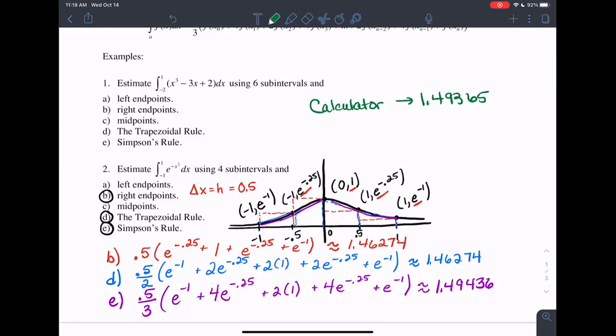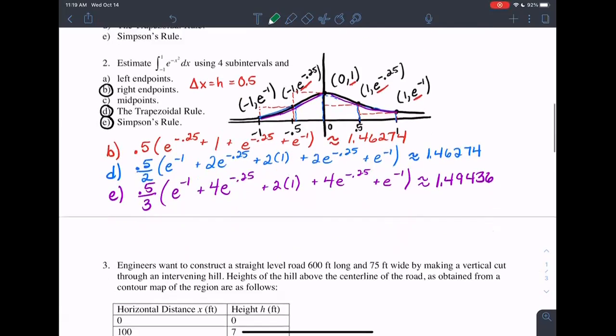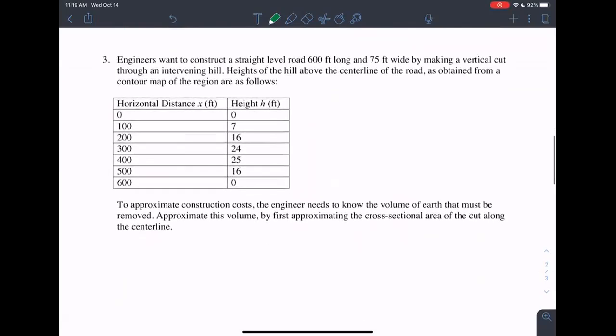However, let's take a peek ahead and look at where the approximation techniques will come in very handy. So I'm going to jump us up to the next problem, and let's see if we can read this and see what's going on. We want to construct a straight level road that's 600 feet long and 75 feet wide by making a vertical cut through an intervening hill. The heights of the hill above the center line of the road, as obtained from a contour map, are as follows.